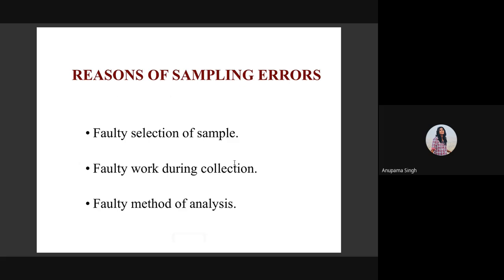There are different kinds of reasons for which sampling errors can occur. One is faulty selection of the sample. Earlier we were talking about the sample being representative. If the sample is not representative, obviously it is natural that an error will occur. Or even if we are not able to rectify the error, or we are not able to understand where the error is happening, the result that will come out from that study will not be important, right?